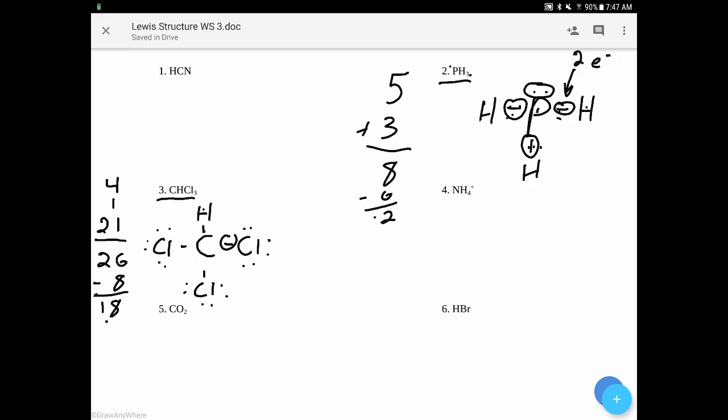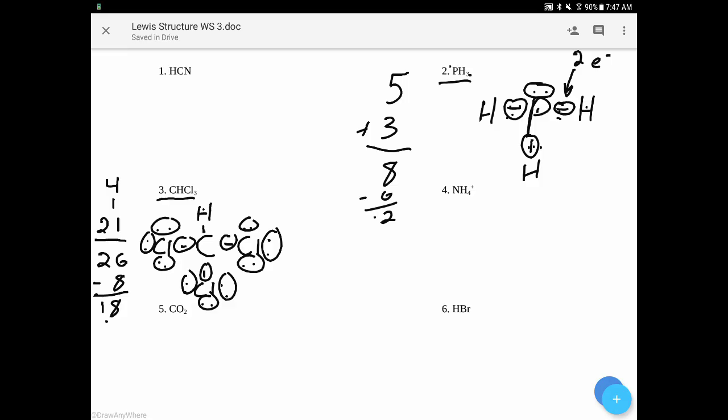So 2, 4, 6, 8, that one's good. 2, 4, 6, 8, that one's good. 2, 4, 6, 8. That one's good too. So now this molecule is good to go.